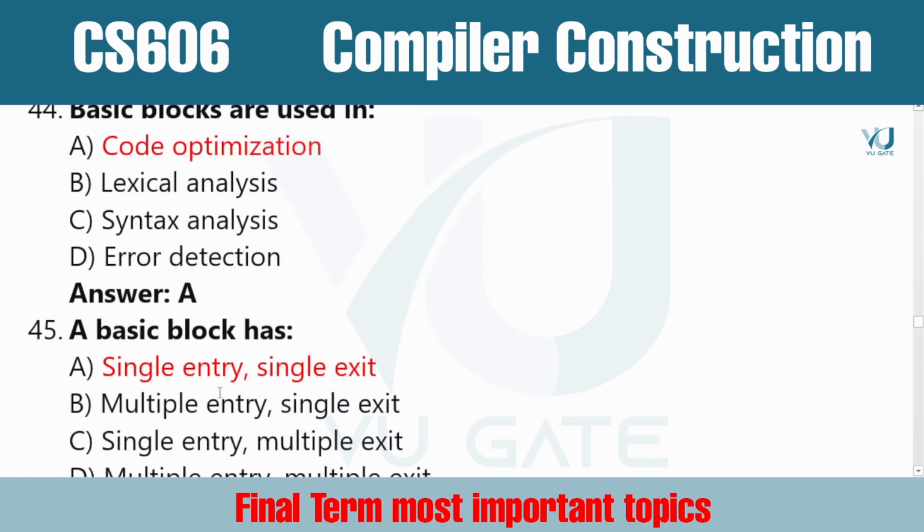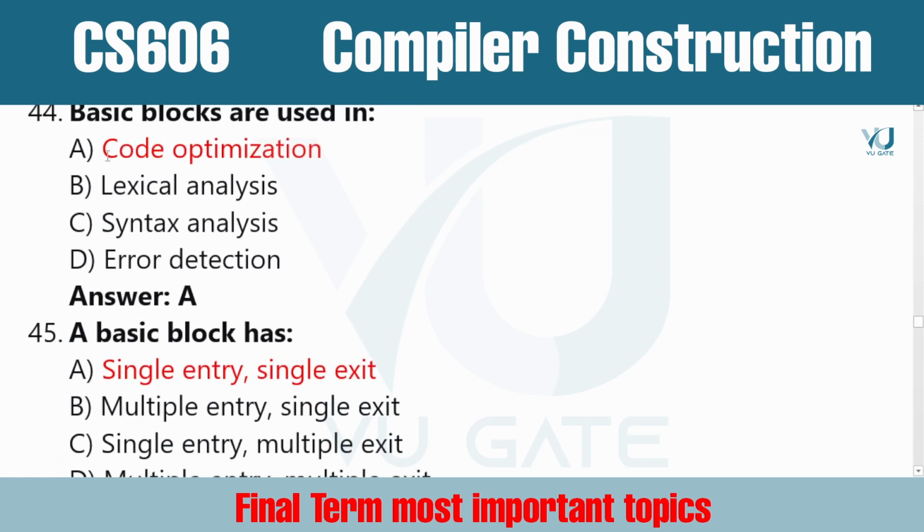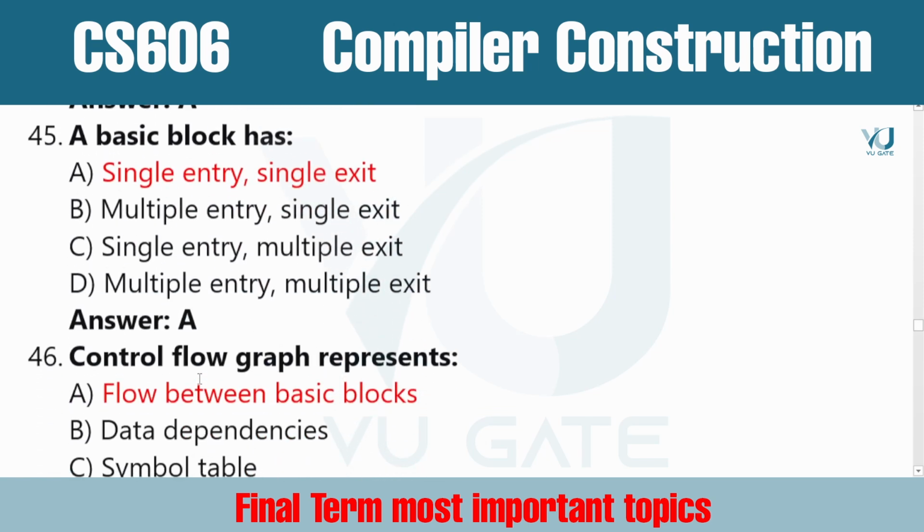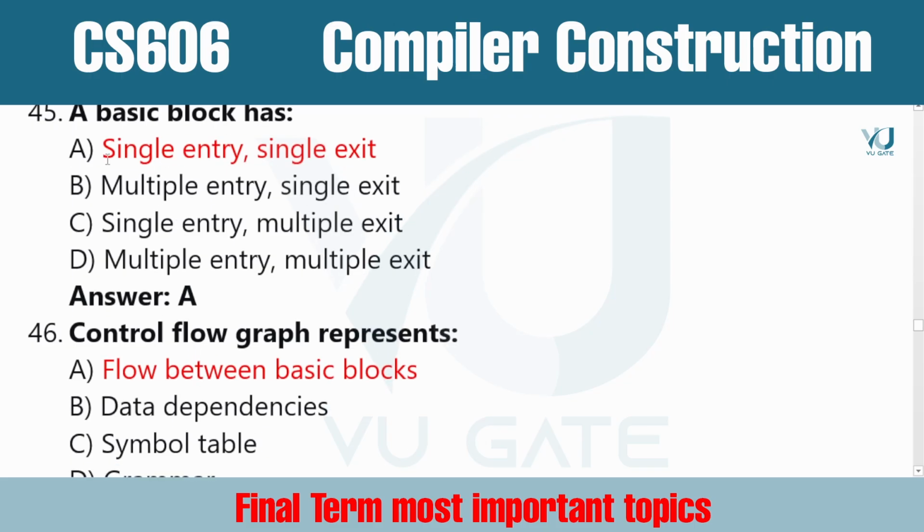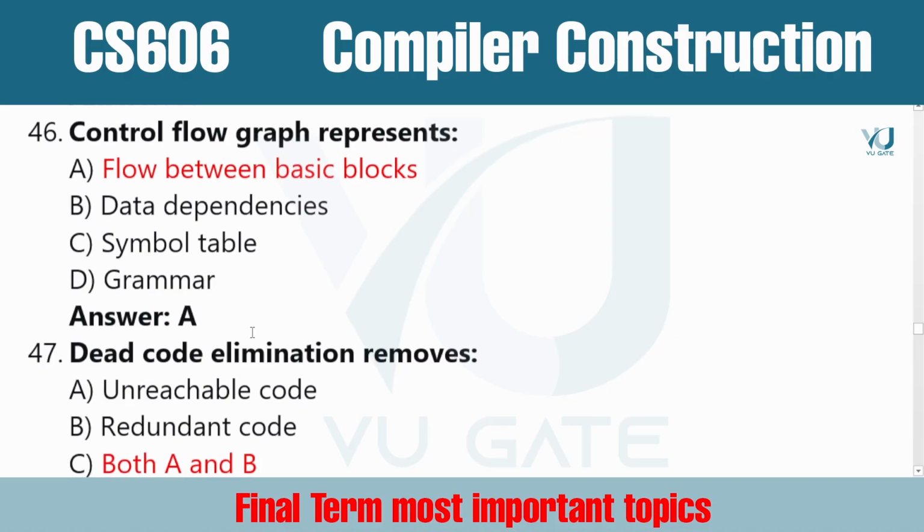Basic blocks are used in. The correct answer is option A, code optimization. A basic block has. The correct answer is option A, single entry, single exit. Control flow graph represents. The correct answer is option A, flow between basic blocks.